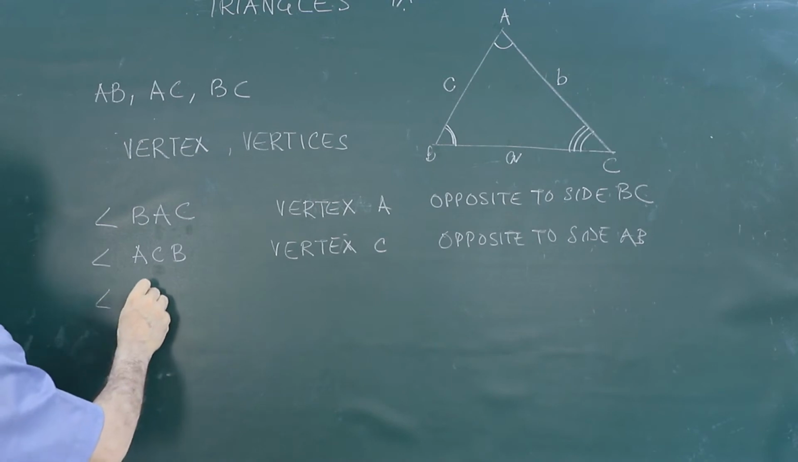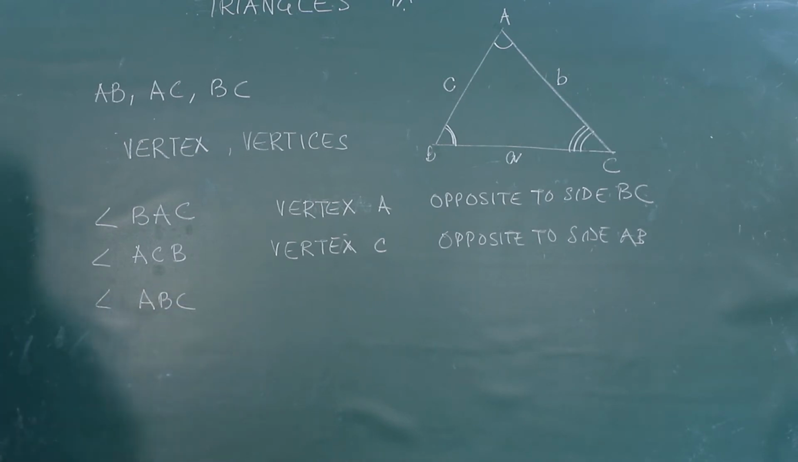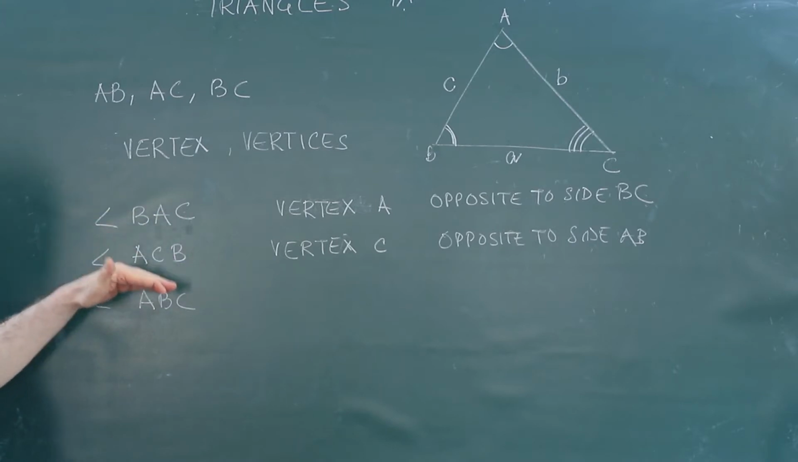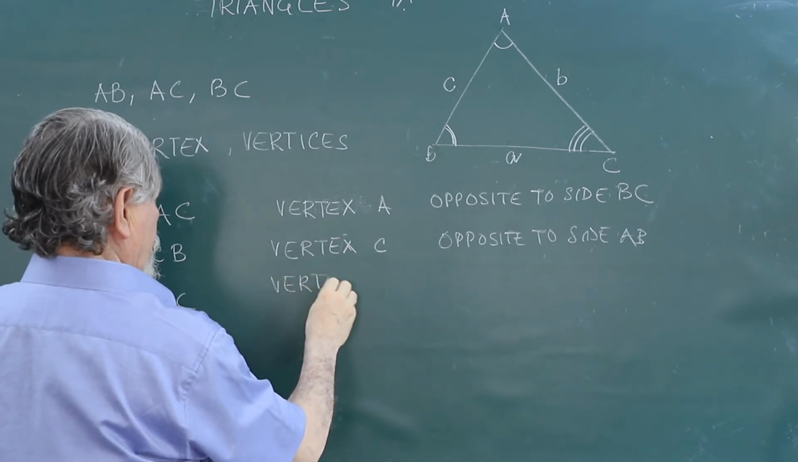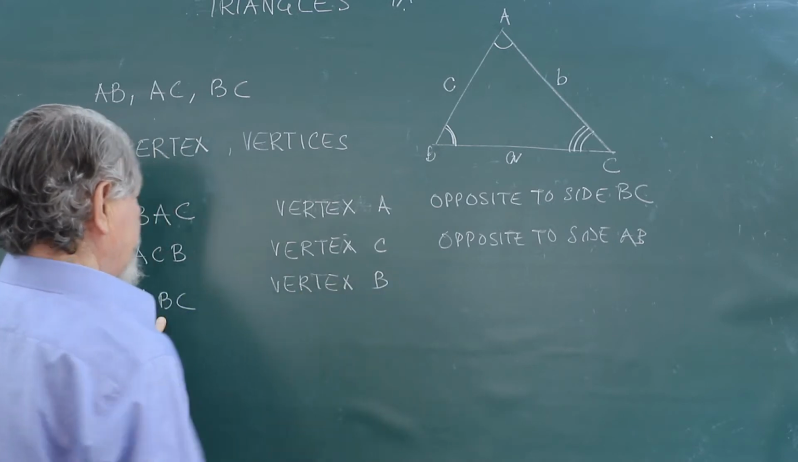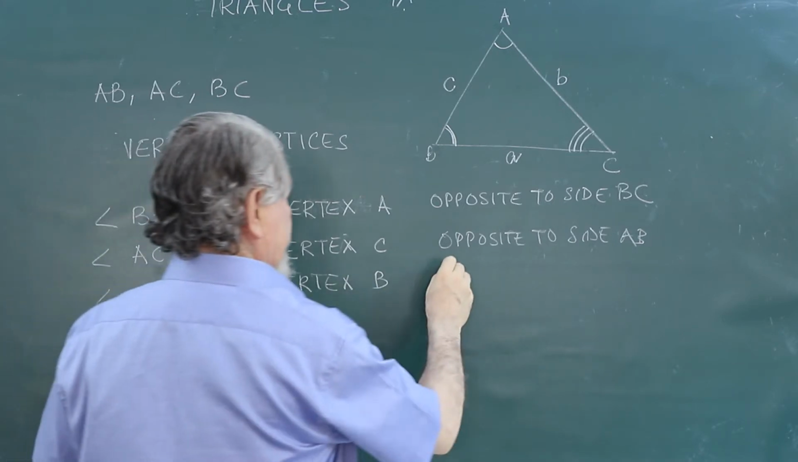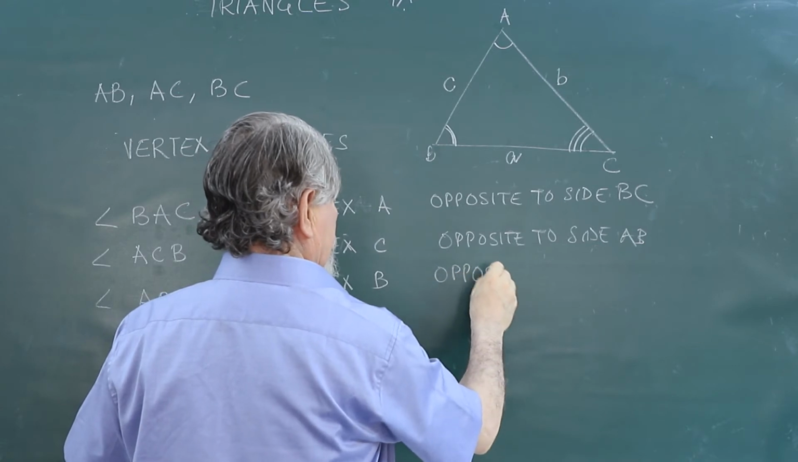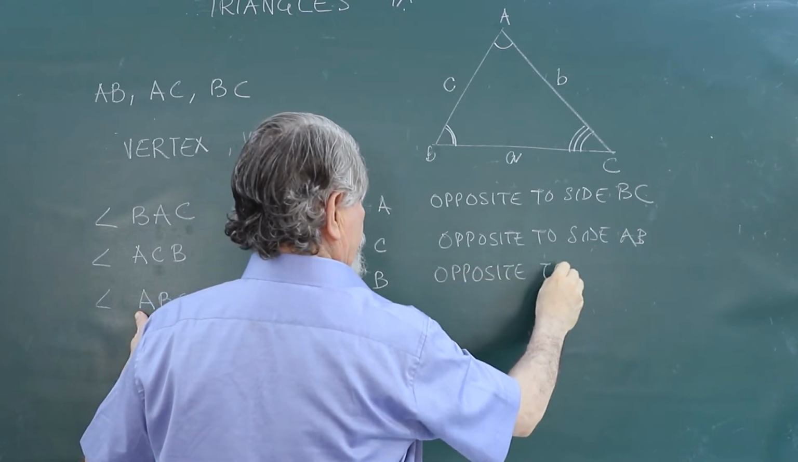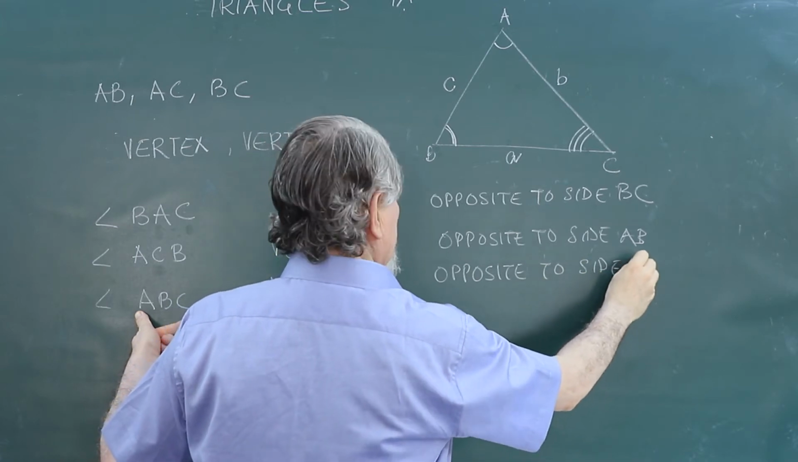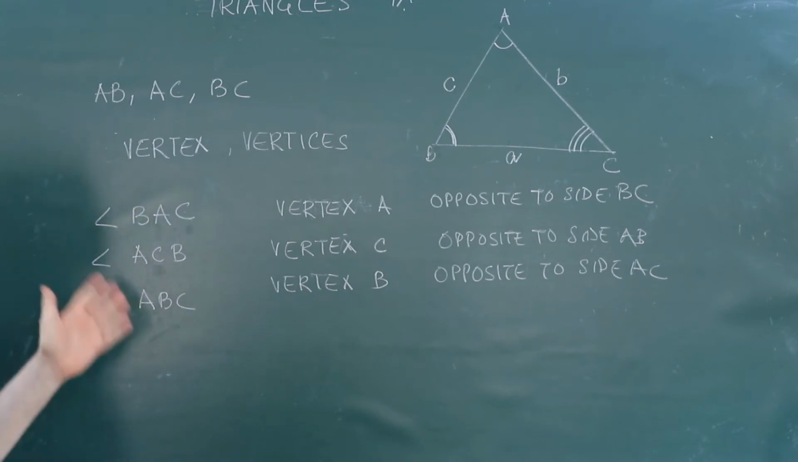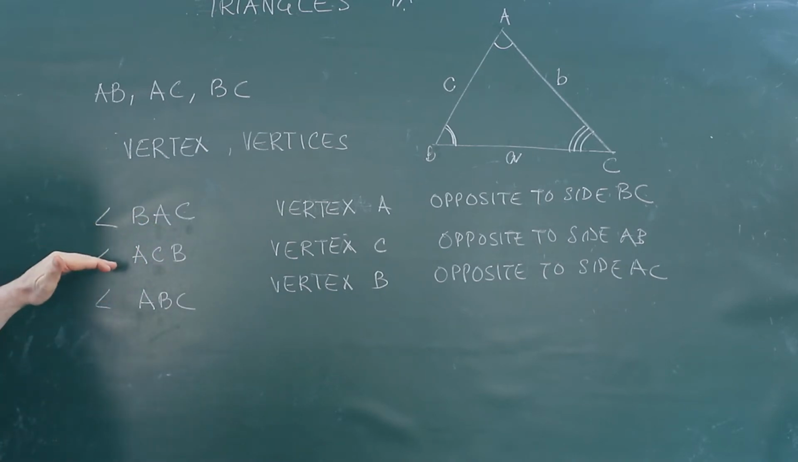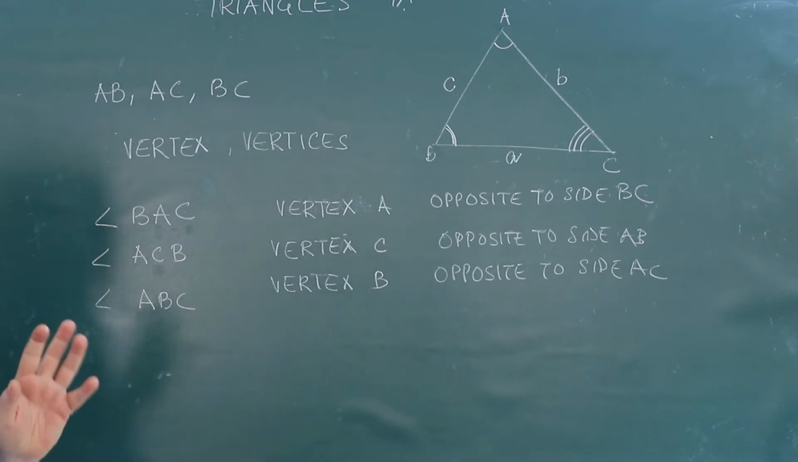Suppose I take angle ABC. An angle should always be written with the help of three capital alphabets. The vertex here is B, and it is opposite to side AC. It is very important to understand how we write angles. Angles should be written with three alphabets.